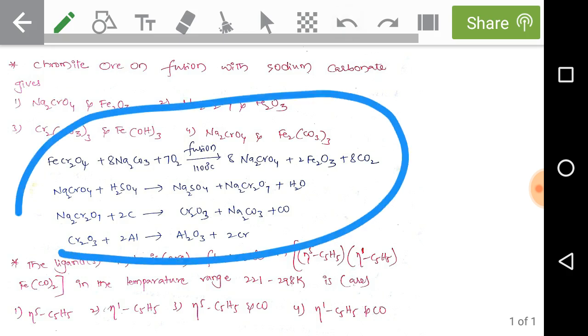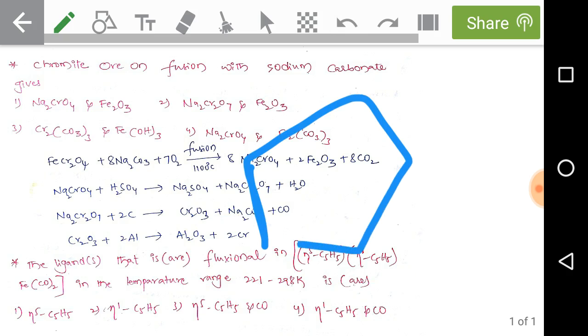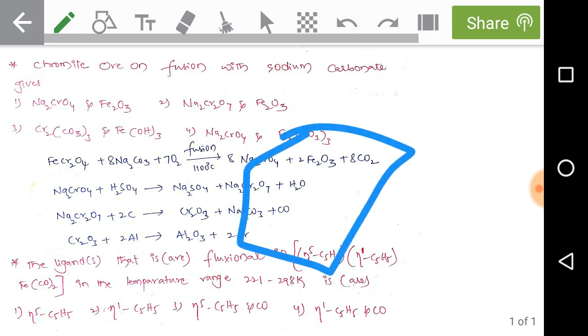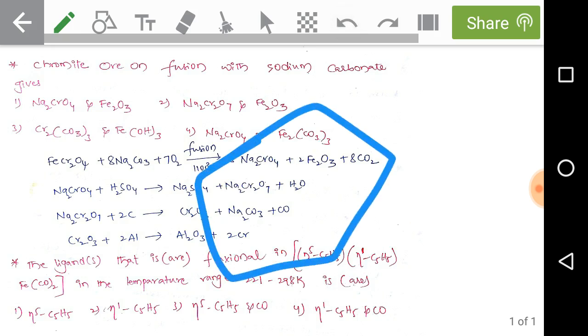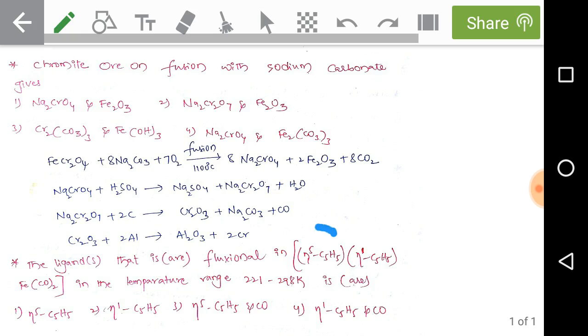Okay, just check all the reactions here. That means the complete reaction steps to get the chromium extraction. Okay, right. Next one, which ligand is fluxional in the given iron complex, where we have η5-C5H5 and η1-C5H5. Whenever the cyclopentadienyl ligand is η5, there is no possibility of fluxionality, because all 5 carbons are coordinating with that particular iron metal in the given complex. That's why there is no fluxionality, or we cannot find any flipping in it.